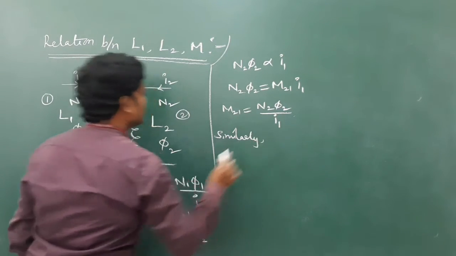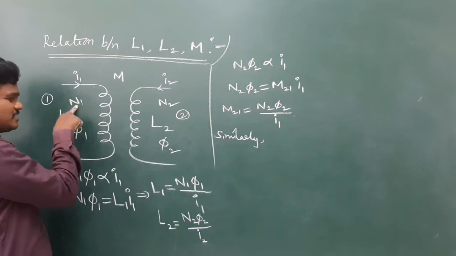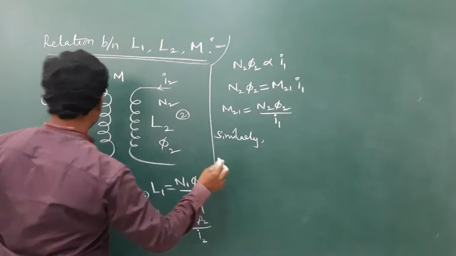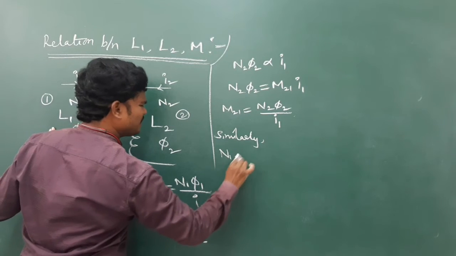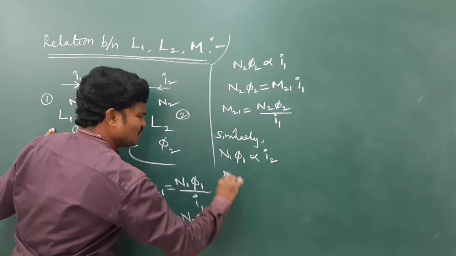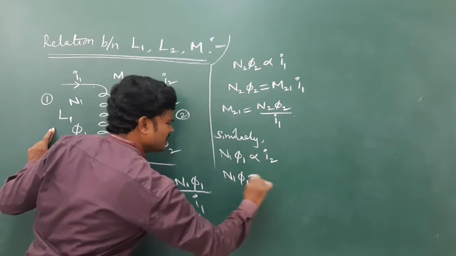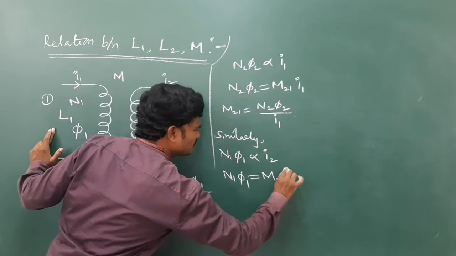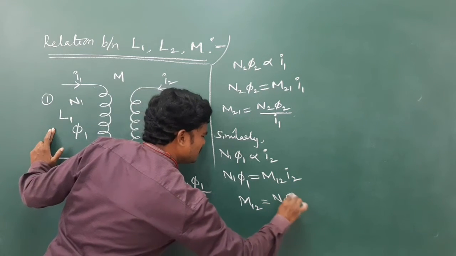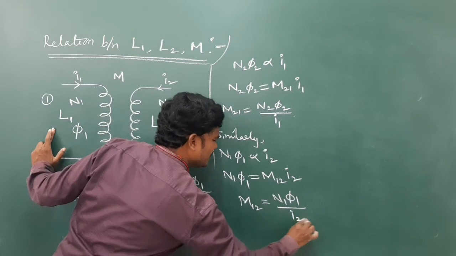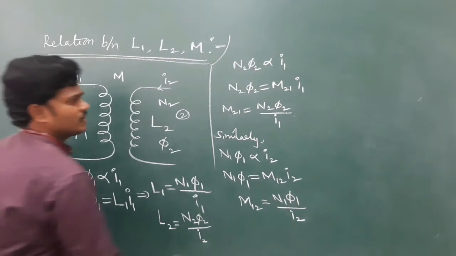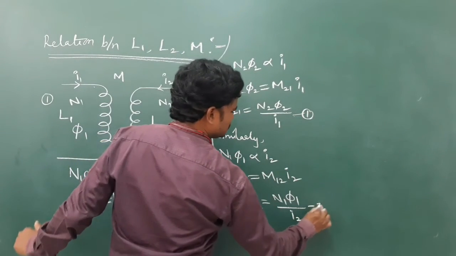Similarly, flux in this coil is proportional to current in this one. So flux in the primary coil is proportional to current in the secondary coil. So N1 phi 1 is equivalent to M12 I2. So M12 is N1 phi 1 by I2. This is the mutual inductance of 1 with respect to 2. Let us suppose this is 1, this is 2.